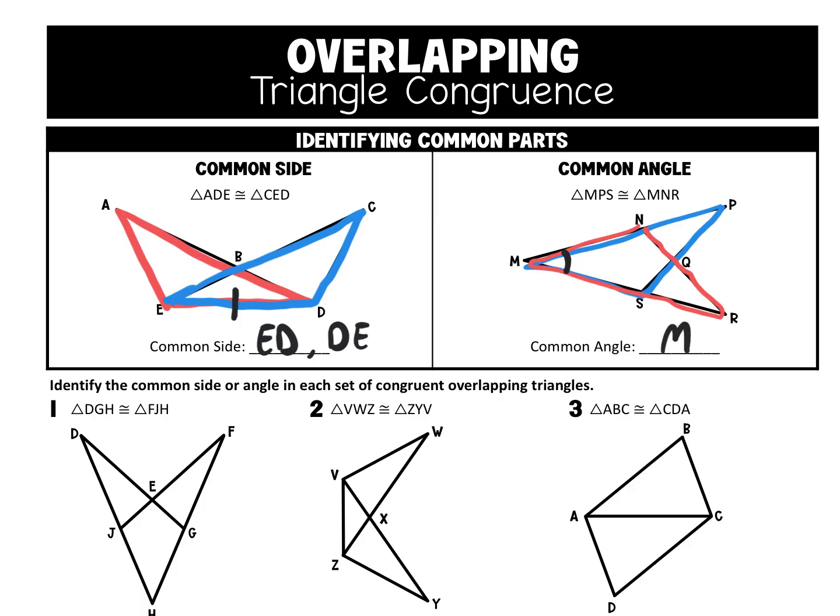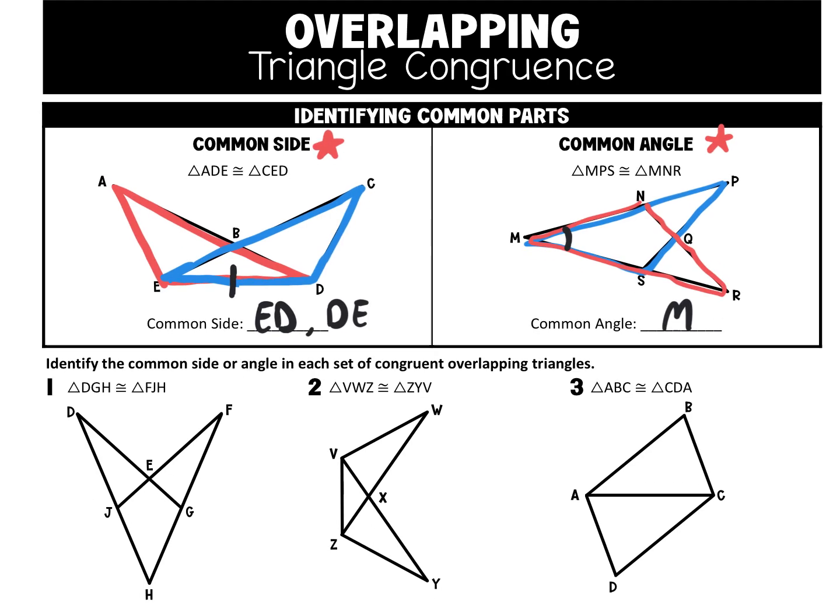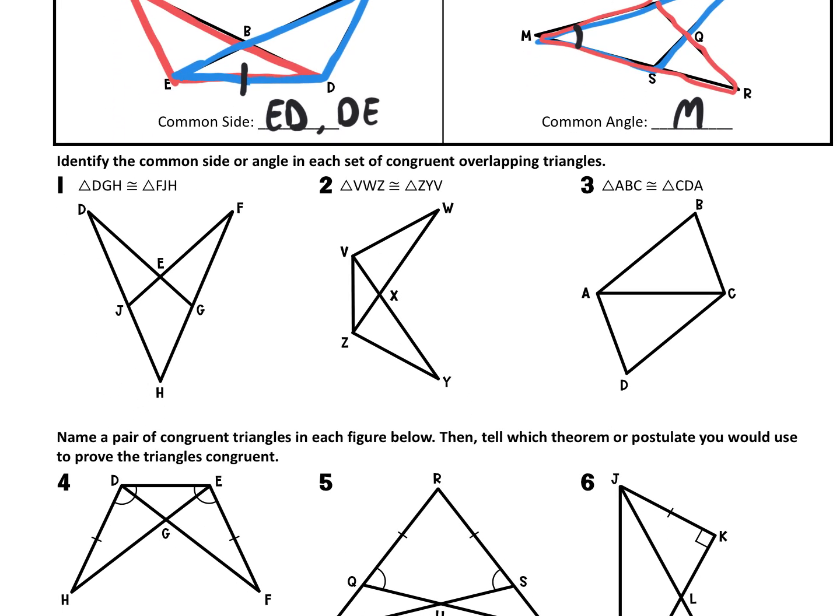These two ways, a common side or a common angle, are the two ways that triangles can be overlapped, the two ways that they can share. By a common side or a common angle, we're going to often call those shared sides and shared angles as we move on. So what I want you to do on 1 through 3 in your groups is identify the common side or angle in each of those sets. Go.